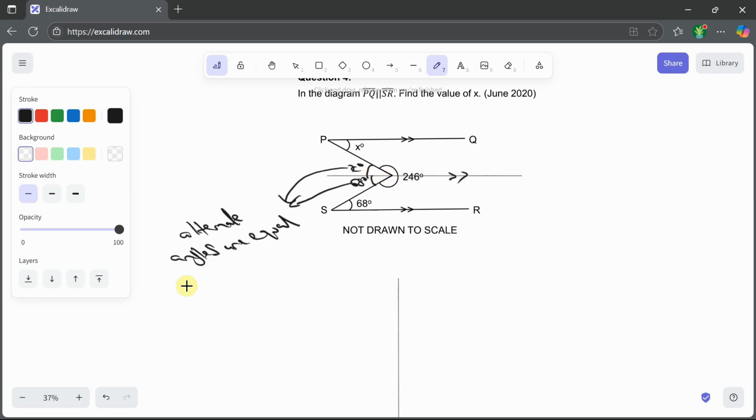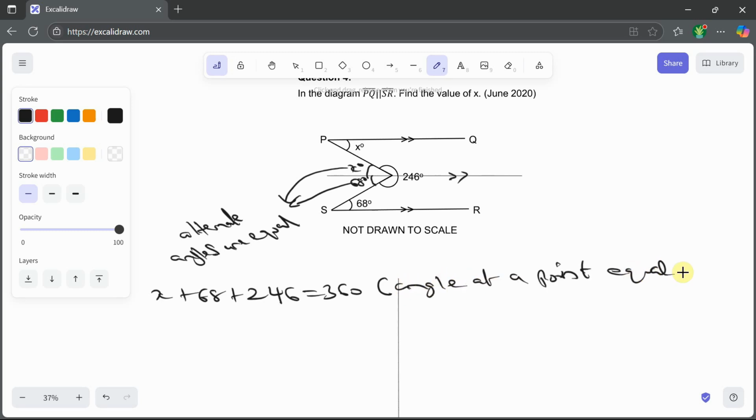So given that, I would say x plus 68 plus 246 is equal to 360 degrees. Why? Angles at a point equal 360 degrees. So now I could say 246 plus 68, that will give me 314. So x plus 314 is equal to 360. Then my x is equal to 360 minus 314. My x value is 46 degrees. So the question was to find the value of x.